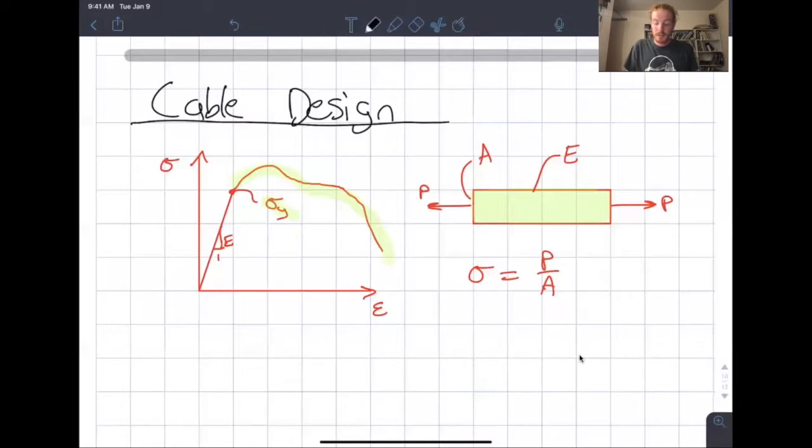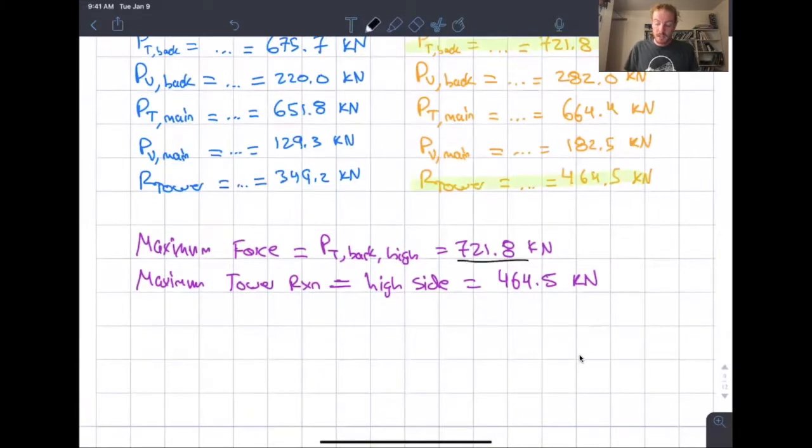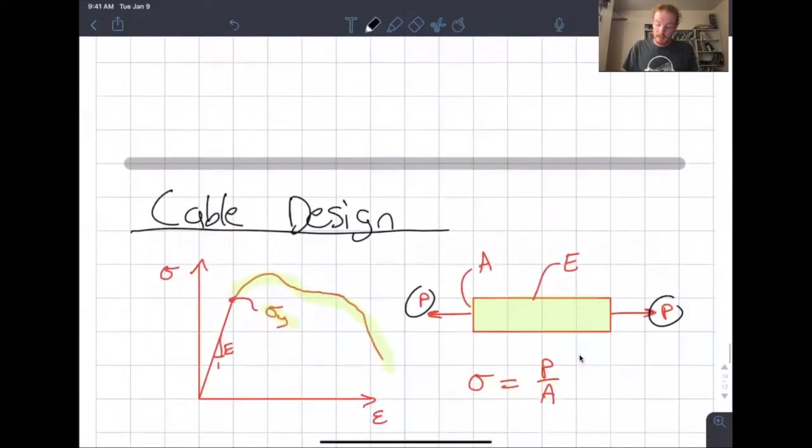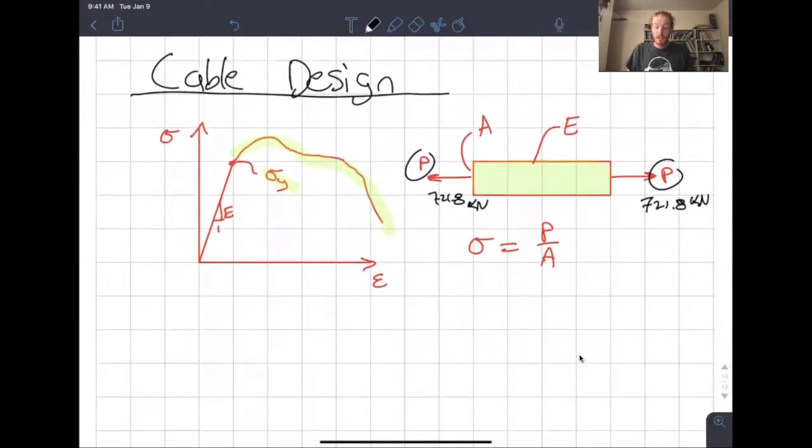So consider the case where we have axial tension. So this is just our cable cut, and this is our tension force that we've calculated now. We actually know the magnitude of that on each side. So what did we say the maximum was? Our P now is actually 721.8. So we could fill that in. And we also now know the area of our cable, as well as the modulus of elasticity.